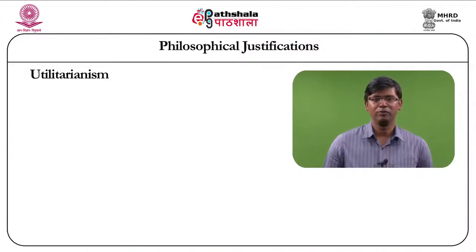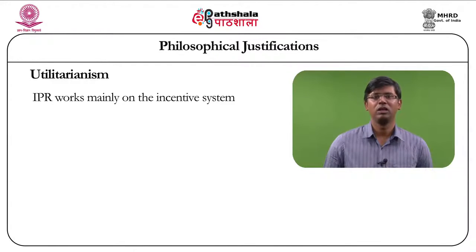Now, how can you use this theory to justify intellectual property rights? Mill says maximum happiness of the maximum number of people. If you look at intellectual property rights, take patent as an example. The patent system grants what is called a monopoly to the inventor, and the inventor enjoys a monopoly for a period of 20 years. How could this be good for the public?